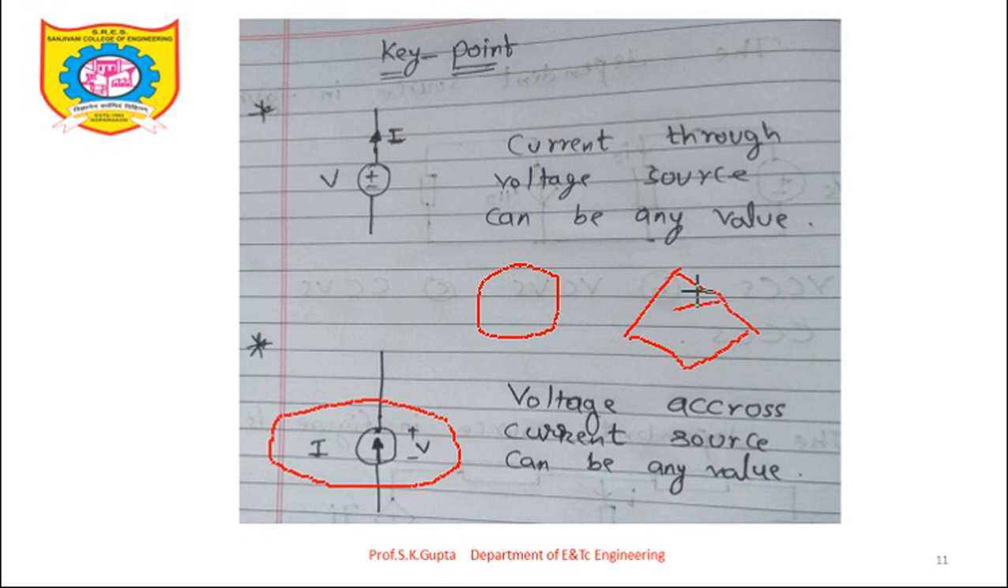Now inside that diamond I can have a plus minus sign. Plus minus means voltage, and an arrow inside the diamond means current. So plus minus means voltage source, arrow means current source.